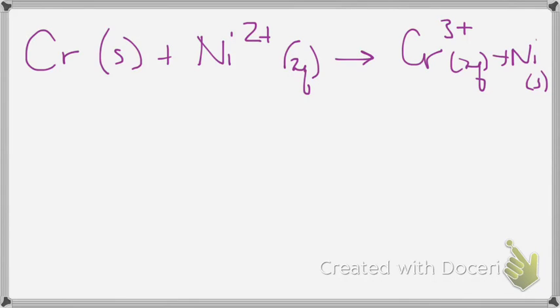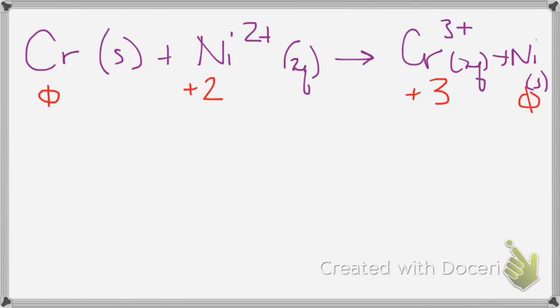So underneath each one of these, in a different color, I'm going to write the oxidation number for each one. The oxidation number for the chromium solid is 0, and the nickel solid is also 0 because those are in their elemental forms. The oxidation number of the nickel as a reactant is +2, and the oxidation number of the chromium is +3.